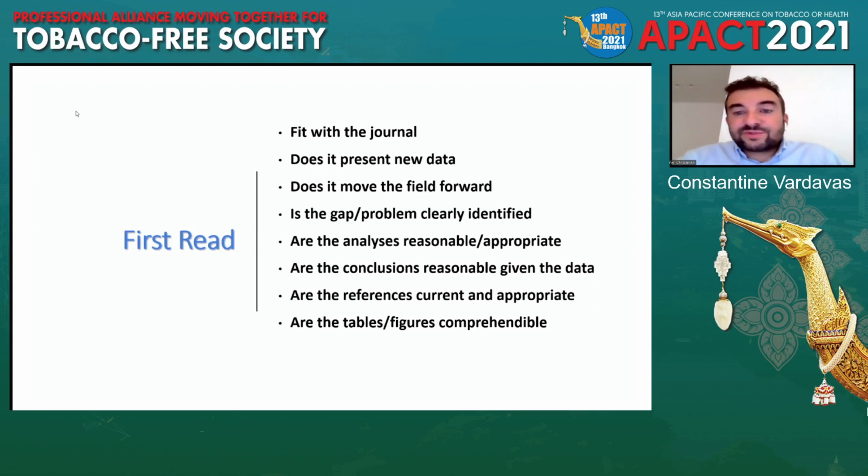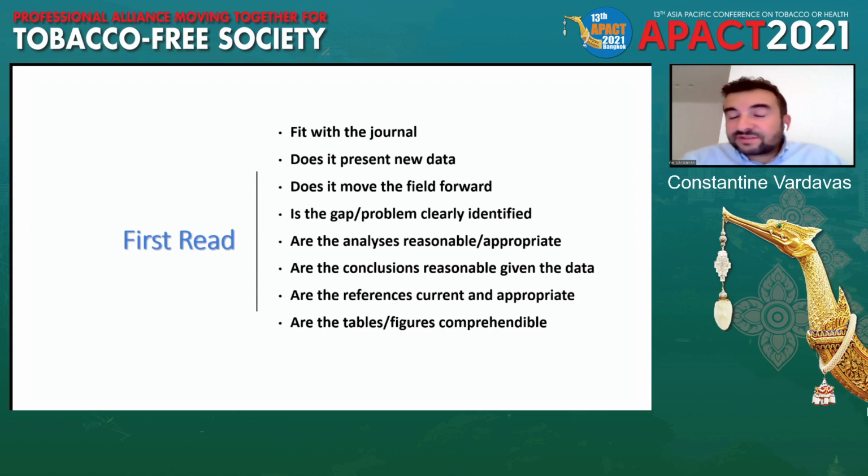So are the analyses reasonable, appropriate? Are the conclusions reasonable given the data? For instance, you can't have a manuscript that talks about a smoking cessation intervention in an area, and the conclusions say that a mass media campaign should take place. Those two things are very different from what is in the study and what's being published. Are the conclusions reasonable given the data?